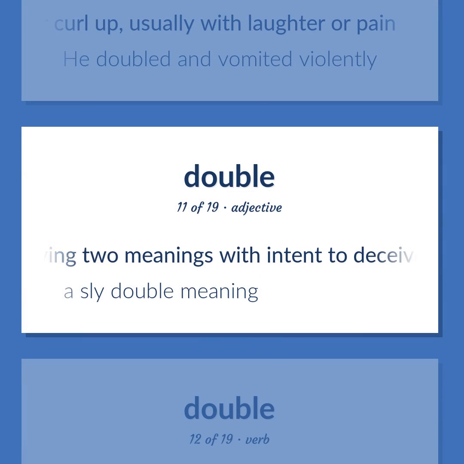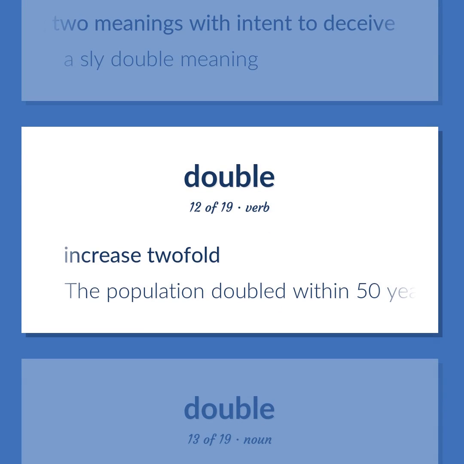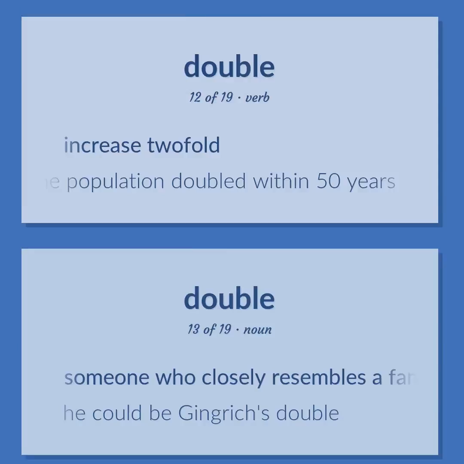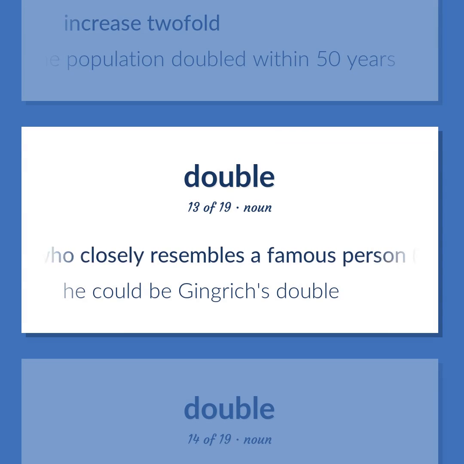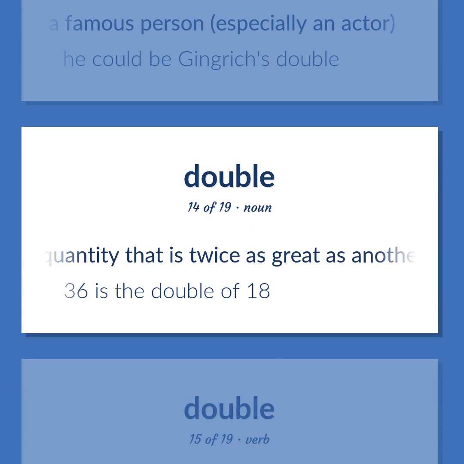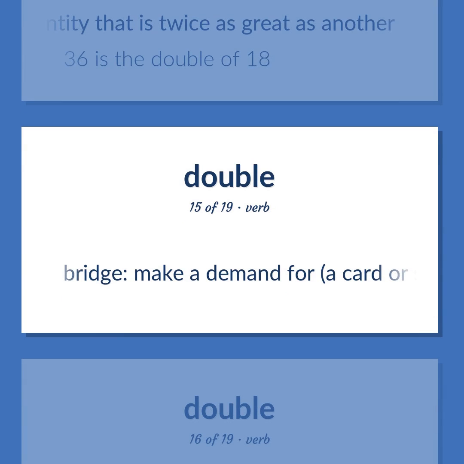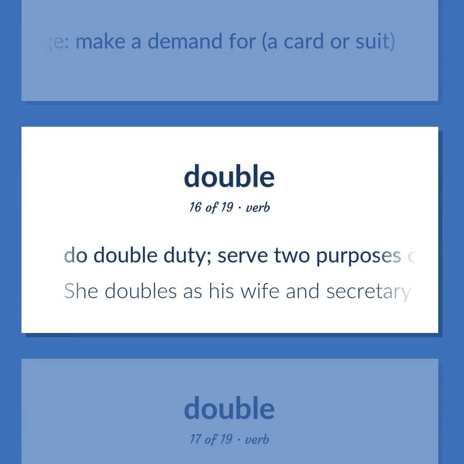Having two meanings with intent to deceive. A sly double meaning. Increase twofold. The population doubled within 50 years. Someone who closely resembles a famous person, especially an actor. He could be Gingrich's double. A quantity that is twice as great as another. 36 is the double of 18. Bridge. Make a demand for a card or suit. Do double duty. Serve two purposes or have two functions. She doubles as his wife and secretary.